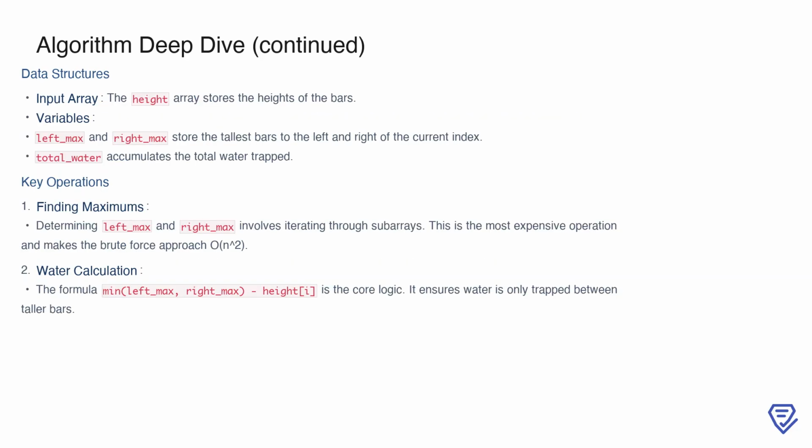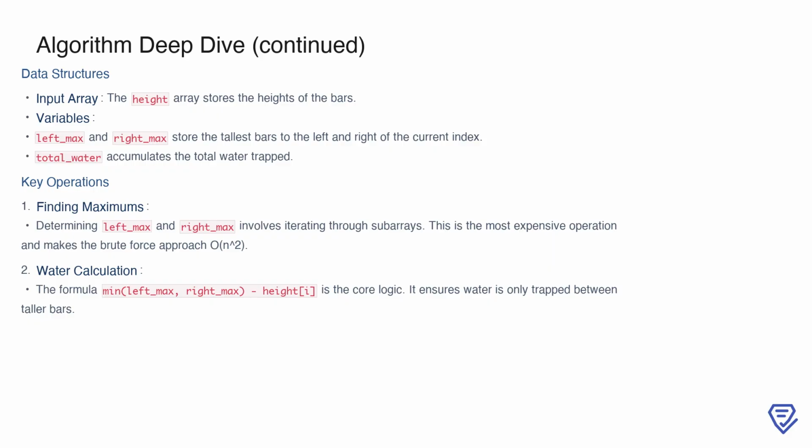The brute force approach relies on a few specific data structures and operations. The input is provided as an array called height, which stores the heights of the bars. We use variables such as left_max and right_max to store the tallest bars to the left and right of the current index, and the variable total_water is used to accumulate the total amount of water trapped throughout the process.